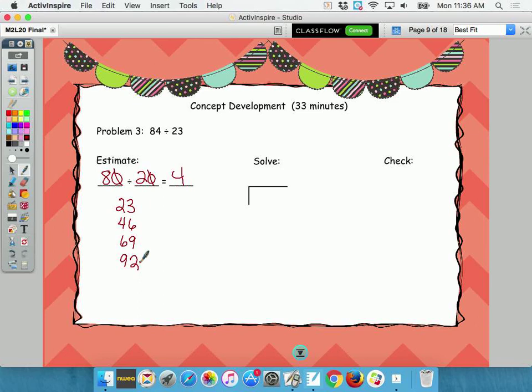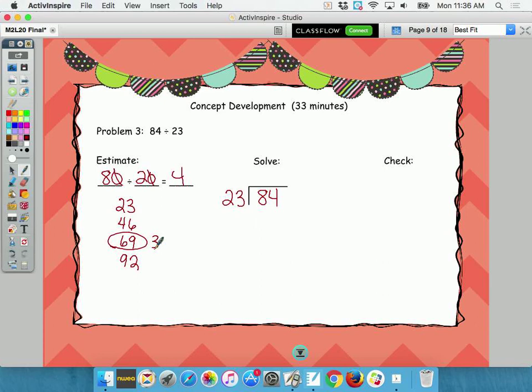Okay, now let's write down the problem. 84 divided by 23. Which one of these is closest to 84 without going over? 69. But what did the estimation method tell us we were going to try? A 4. We can't use a 4, it's going to be too big. So skip counting tells us to try a 3. That's why I like skip counting better, because it's more exact.